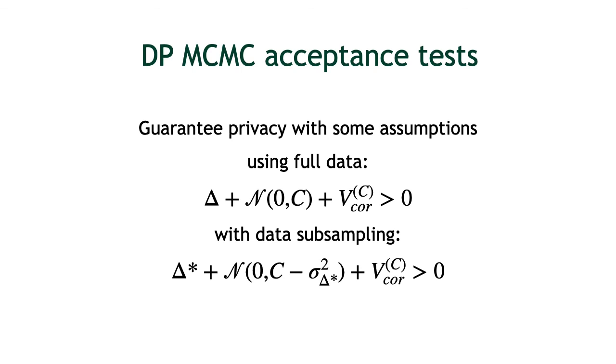So what we do in the paper is formulate these two DP acceptance tests, one using full data and one using mini batches. There are also important assumptions I haven't mentioned, but you have to read those from the actual paper.